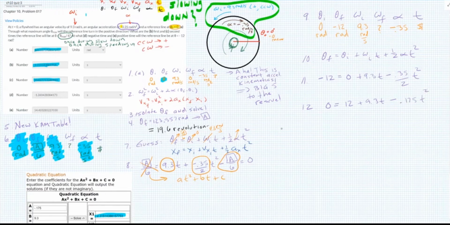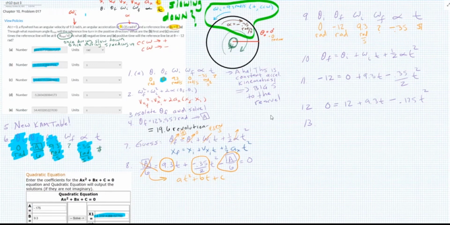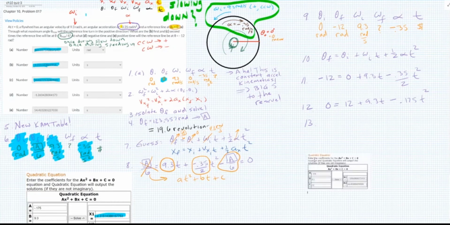Okay, so unless I'm missing something, this is just another task of finding out when I hit this point during the slowdown and again during the speed up. So I'm just going to update my quadratic calculator here. My constant term is 12. My linear term is 9.3. Okay, so when I enter it into my little online quadratic equation solver, this is what it spit back at me.